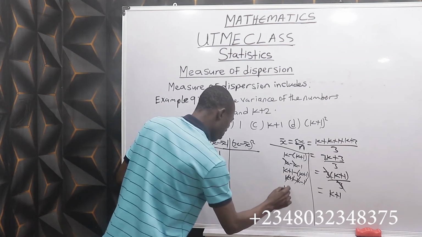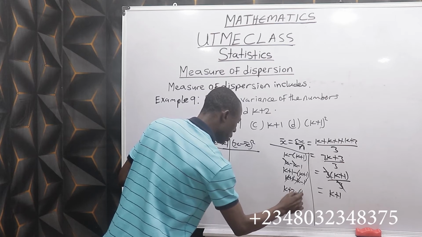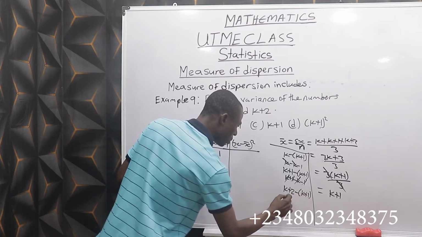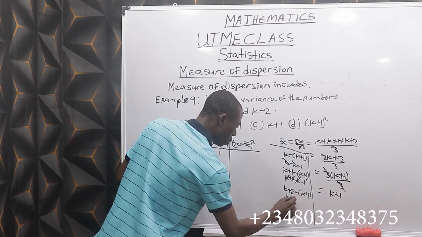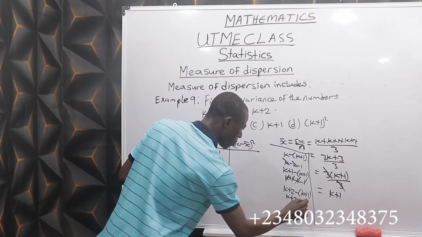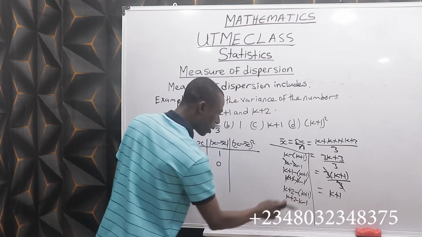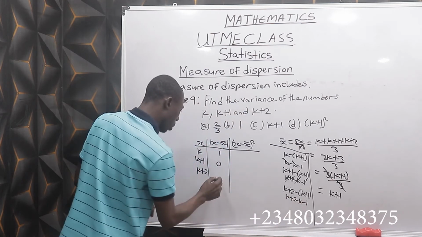Now, k plus 2 minus k plus 1. This is k plus 2 minus k minus 1. K takes out of k. 2 minus 1, that is 1.